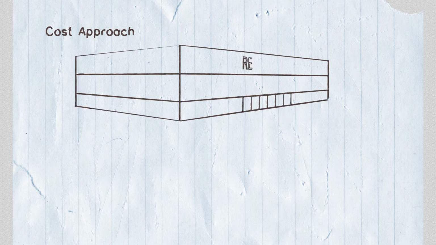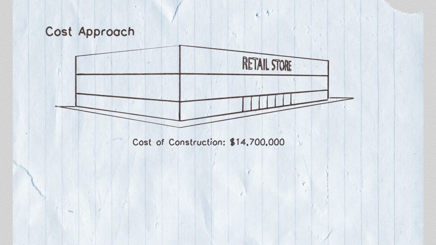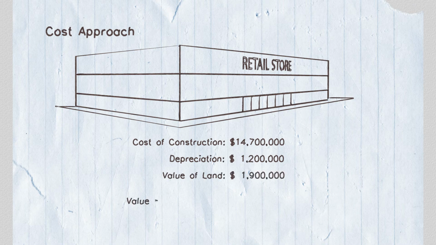For the cost approach, value is estimated by looking at 3 key inputs. 1. The current cost to construct the building being valued. 2. The total depreciation of the building. 3. The value of the underlying land.